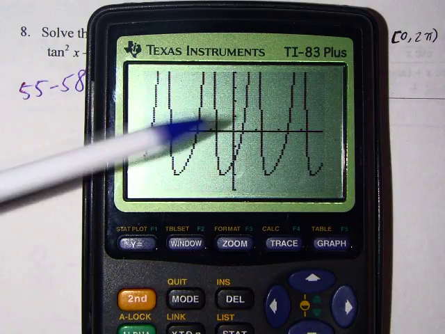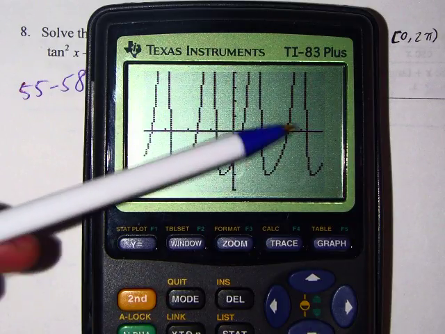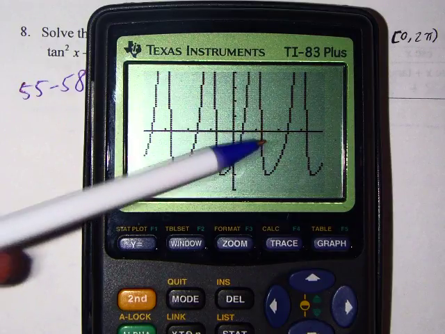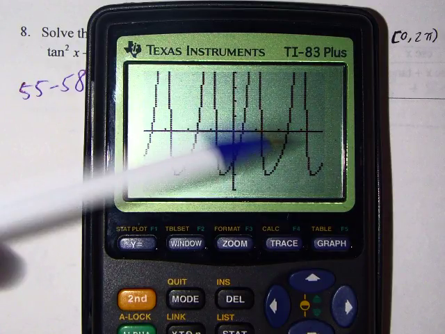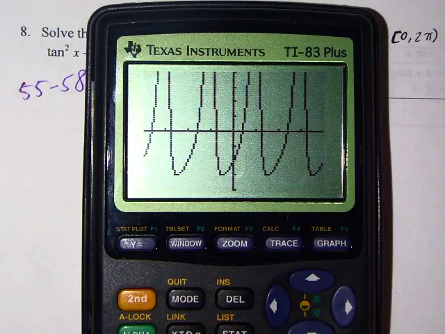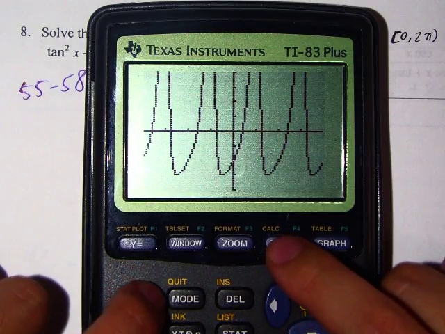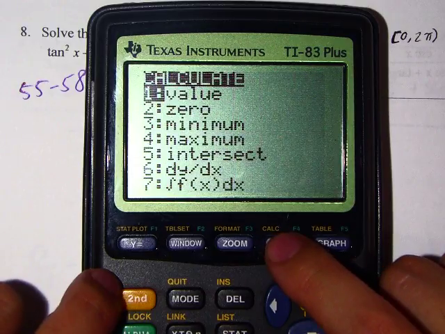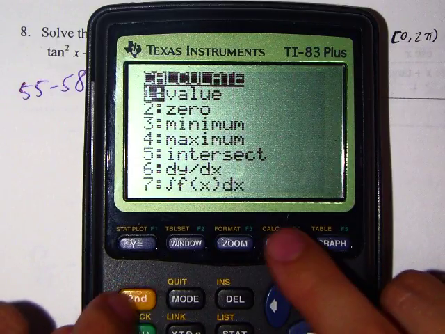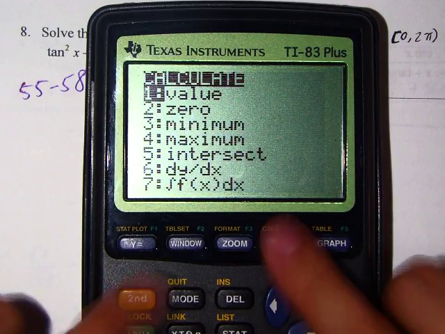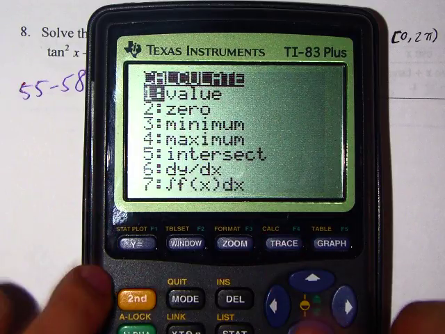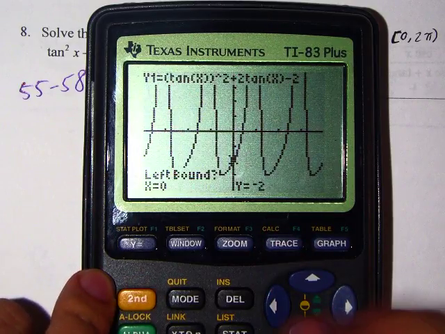Okay, and I want to know right here, when does it equal 0? That's what I want to know right now. When does it equal 0? So we got to use the 0 function on your calculator. I press second and then the trace button, or whatever it is on your calculator. You want to calculate the 0. That's what I'm looking for.